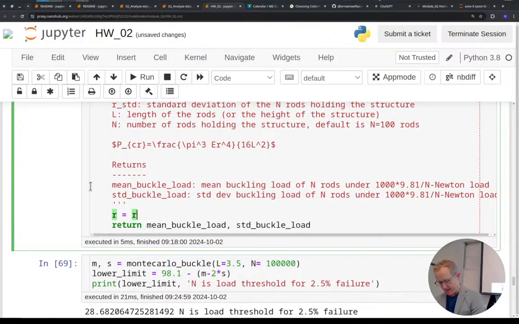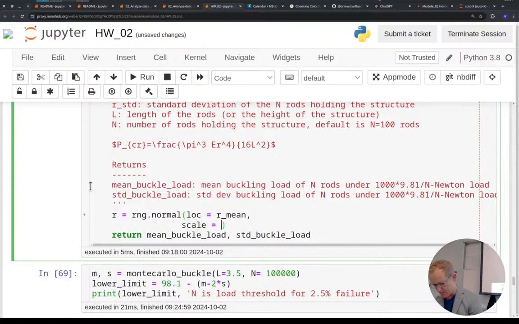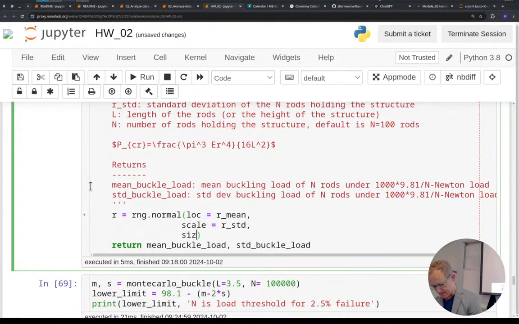All right, so now I've got RNG, and I can ask for a normal distribution. The location is going to be my mean value. The scale is going to be my standard deviation. And then the size equals the N, the total number of rods that I want to simulate.